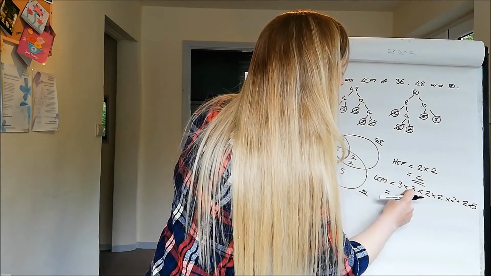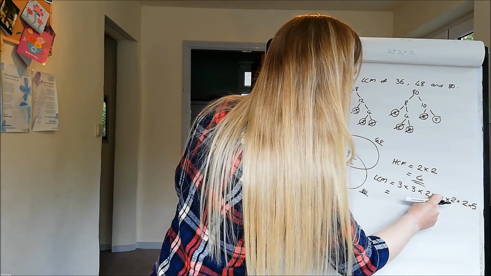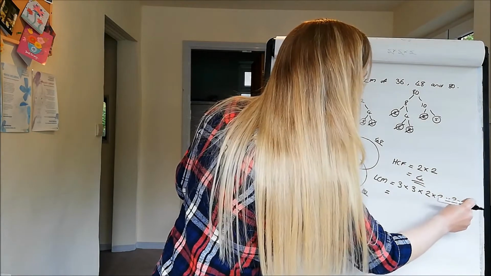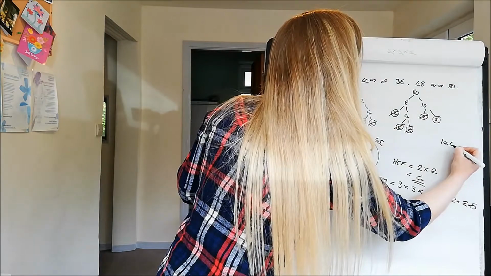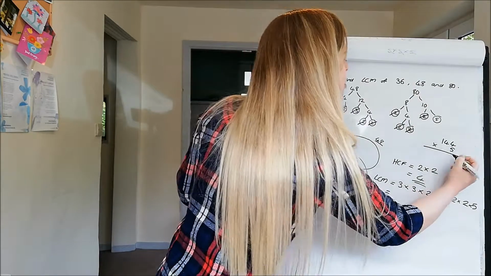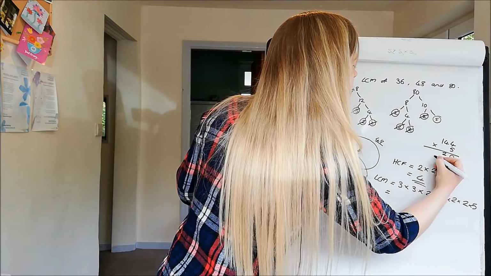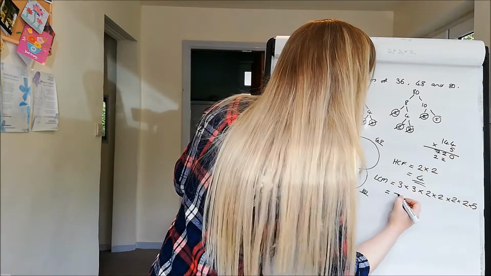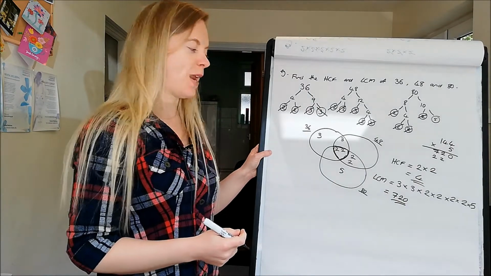3 3s are 9, times 2 is 18, times another 2 is 36, times another 2 is 72, times another 2 is 144. 144 times by 5, I don't know what that is off the top of my head. 5 4s are 20, 21, 22. 5 1s are 5, 6, 7. So the lowest common multiple of all the three numbers is 720.